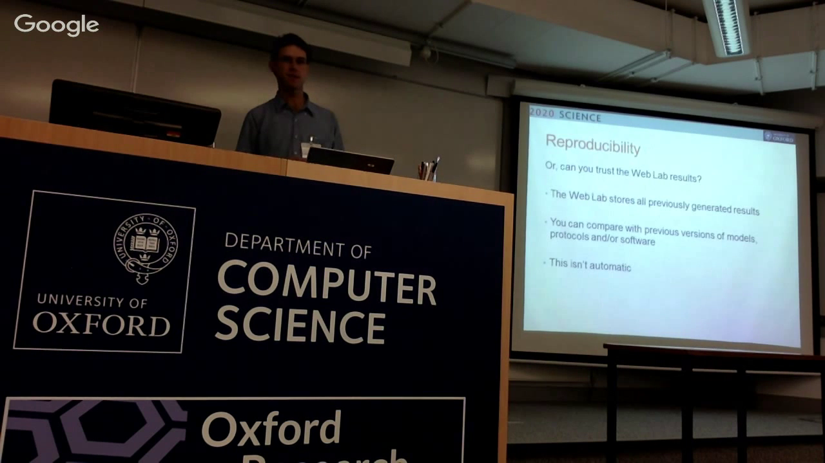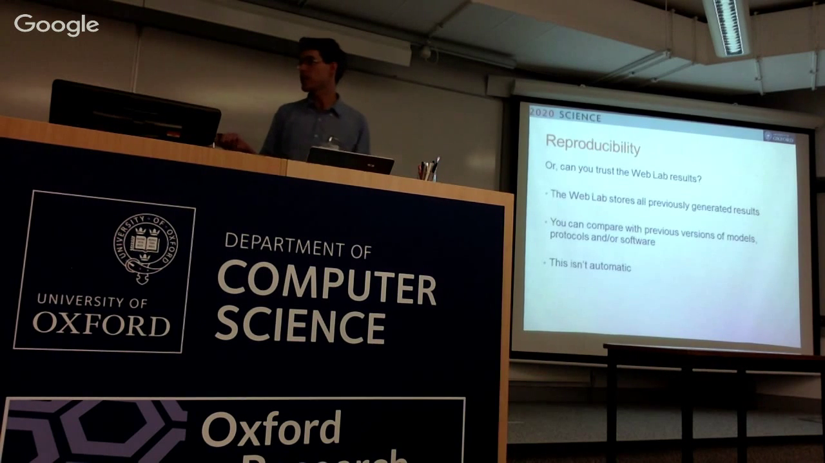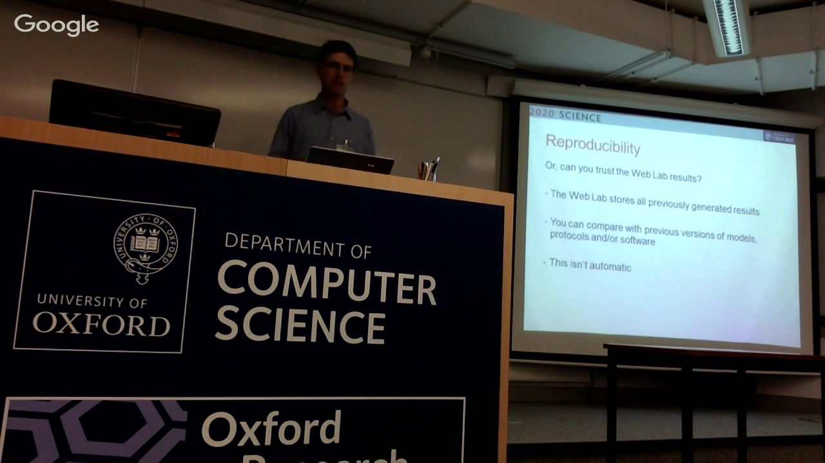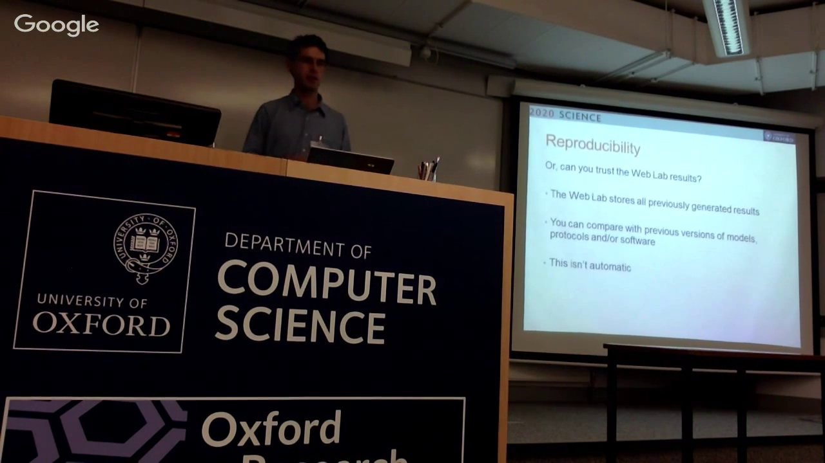But here's, yes, another simulator, simulating models, producing results. How much do we trust that? There are some features within the Web Lab itself that help. So all previous results are stored. You can compare if there's a new version of the model or a new version of the protocol or a new version of the software, what's actually changed with those results. But doing that isn't automatic. You have to do those comparisons manually in the Web Lab as it is, which is less than ideal.